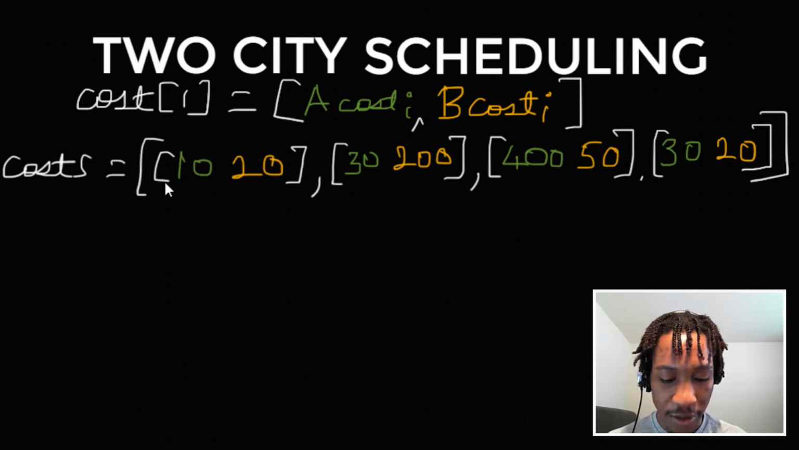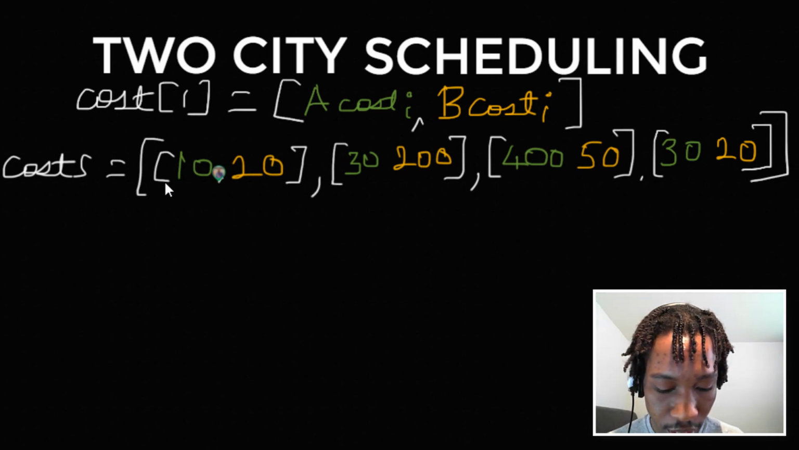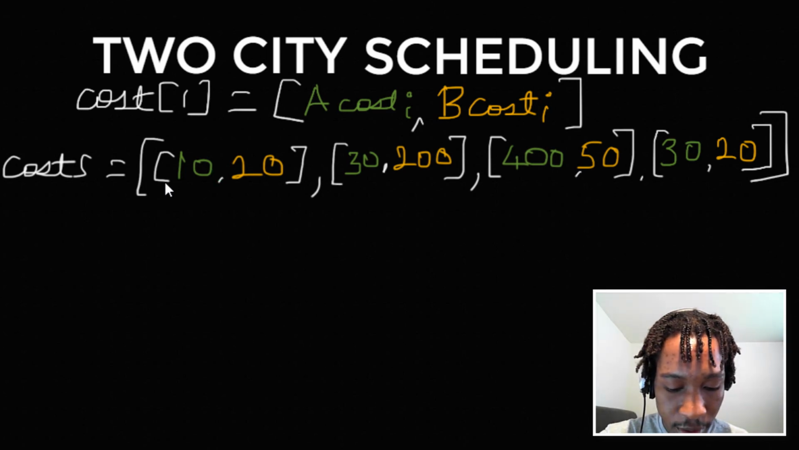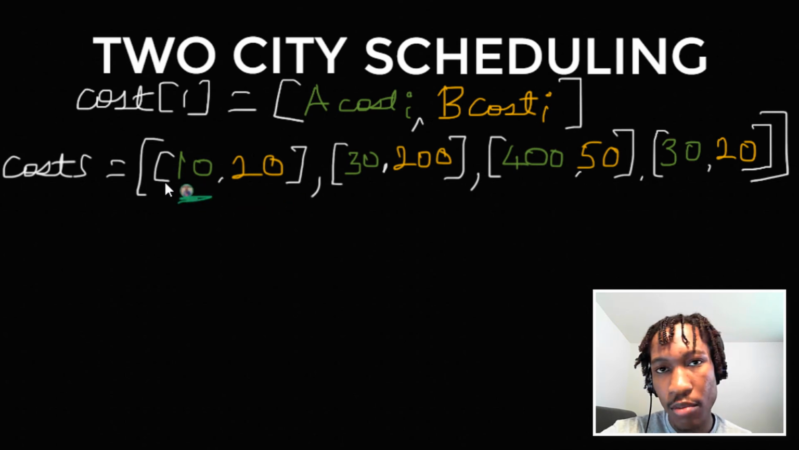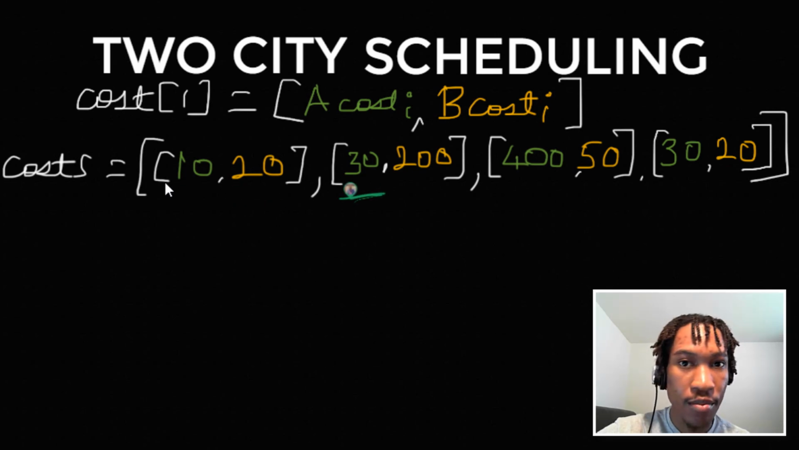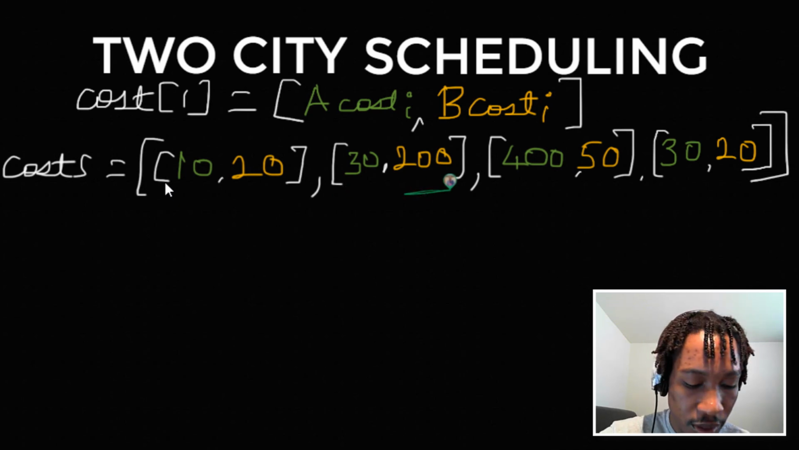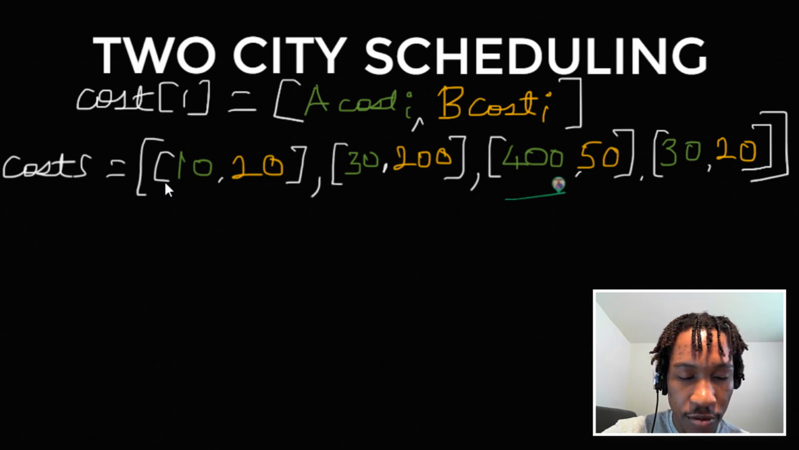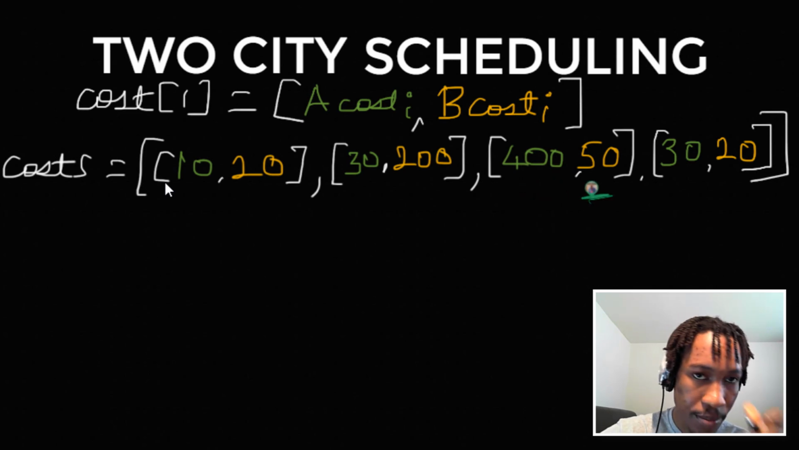So I just realized I forgot to put commas, so let me do that. So for the first person, we can either send that person to city A, pay $10, or send that person to city B, pay $20. Second person, we can send that person to city A, pay $30, and then send that person to city B, pay $200, and then send the third person to city A, $400, or city B, $50.